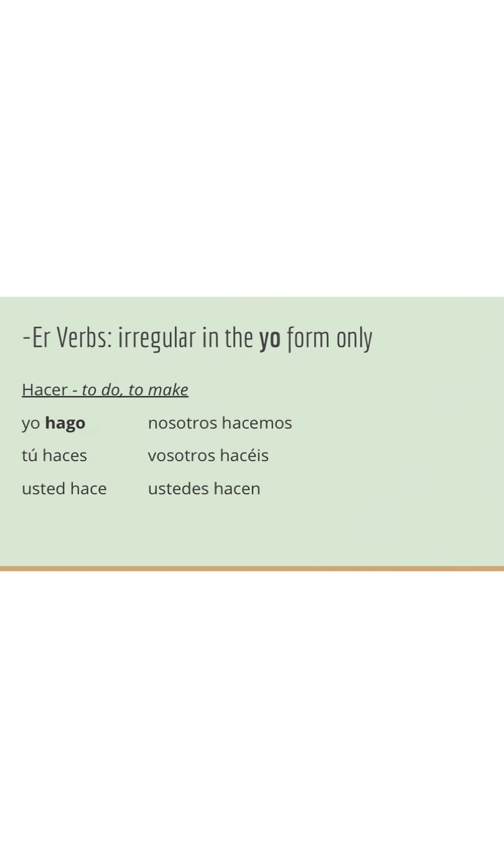And then we do see a few ER verbs that are irregular only in the yo form. Just like this, we see yo hago, for hacer, to do or to make. But if we notice all the subsequent conjugations down here, there's no stem change. It conjugates just like a normal verb. Haces, hace, hacemos, hacéis, y hacen.